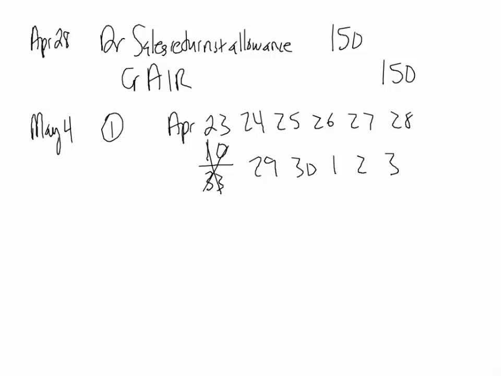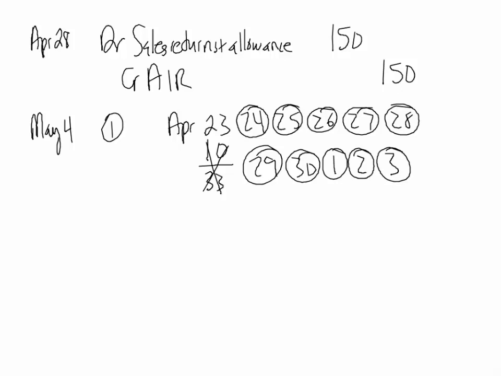So where do we end up? We end up with 1, 2, 3, 4, 5, 6, 7, 8, 9, 10. The last day, is it the last day? Let's see. Did I count this wrong? 23rd. We've got 1, 2, 3, 4, 5, 6, 7, 8, 9, 10. No, I was right.